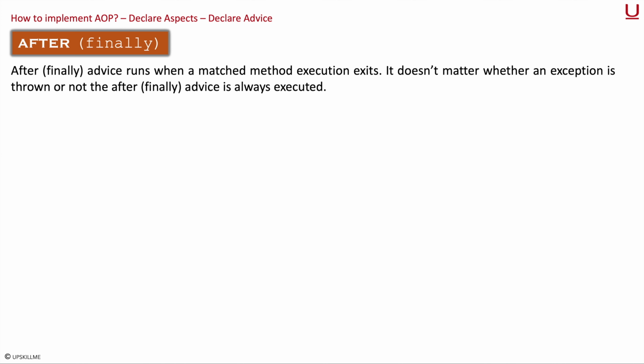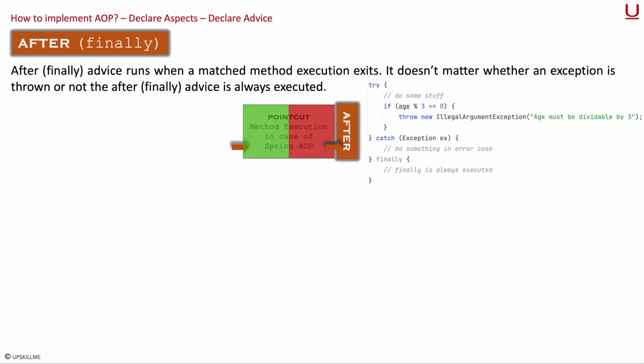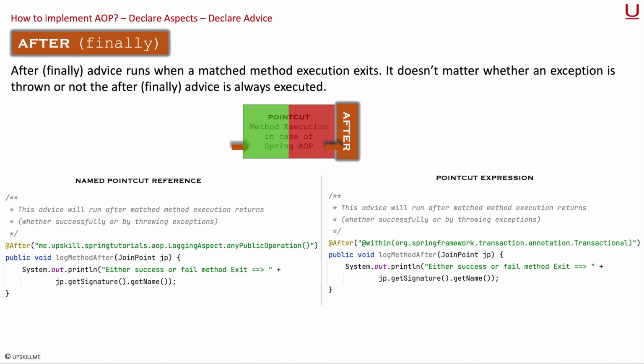After finally advice. After finally advice runs when a matched method execution exits. It does not matter whether an exception is thrown or not. The after finally advice is always executed. Think of it as a finally block in the try-catch statement. It is typically used for releasing resources and other similar purposes. You can declare the after finally advice by using the After annotation as shown in this example. There is no way to determine whether the method threw an exception or not. We also can't change the return value seen by the caller.